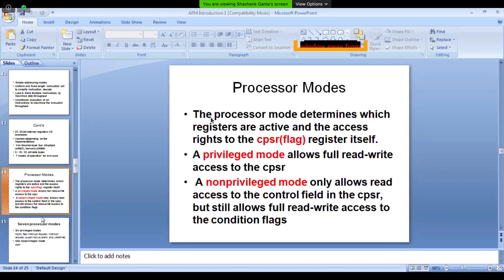In our case, that is ARM7, we should not bother about the extension field because that field's features are not present in the ARM7 core. We should not bother about the status field because that field's features are not available in the ARM7 core. So we should only bother about the control field and the flags field. So non-privileged mode allows only read access to the control field in the CPSR, but allows read-write access to the condition fields. That is bit number 24 to bit number 31. It allows read-write operations completely. And bit number 0 to 7, it only allows read access to the CPSR.